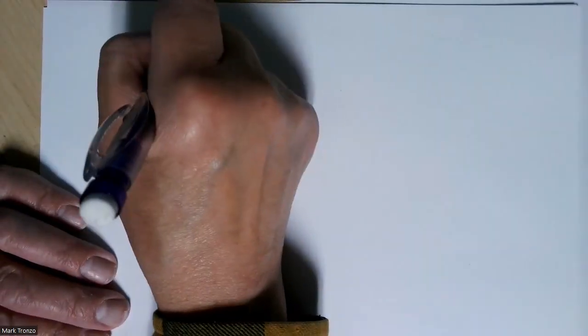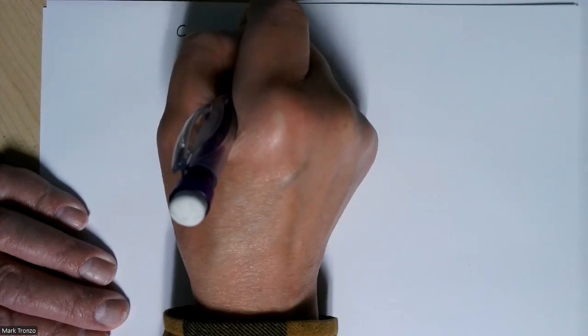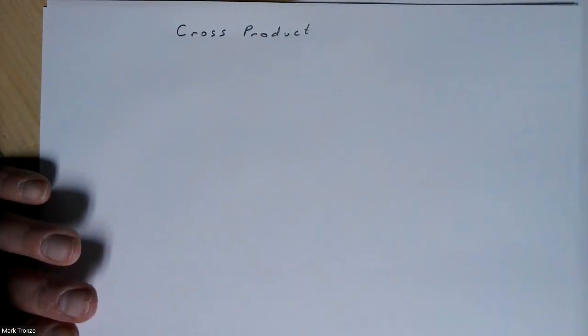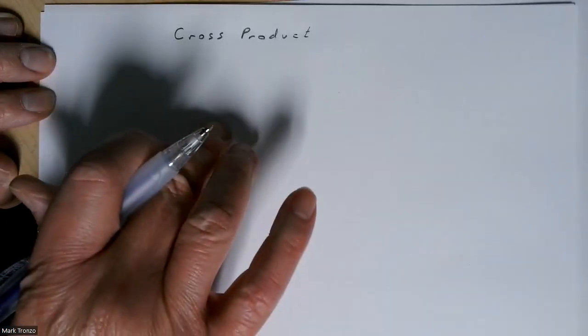Next thing we want to look at is the cross product. Now, the cross product may be applied to 2 3-dimensional vectors only.